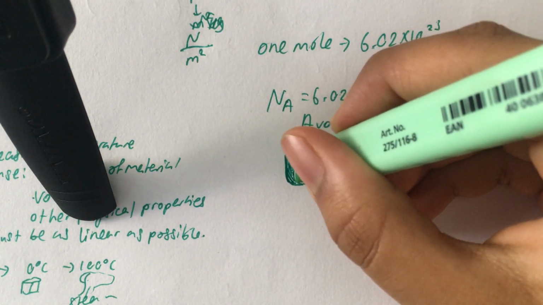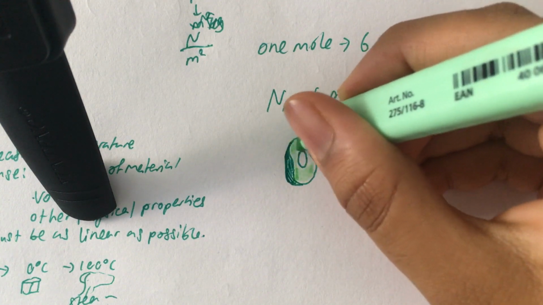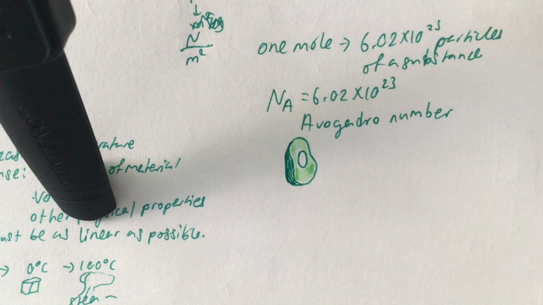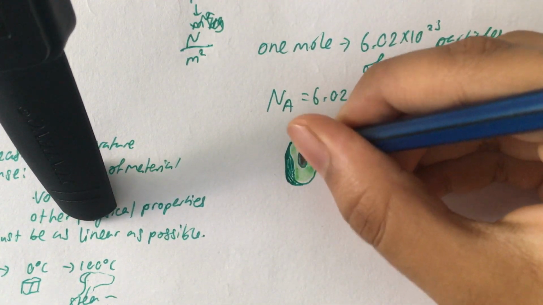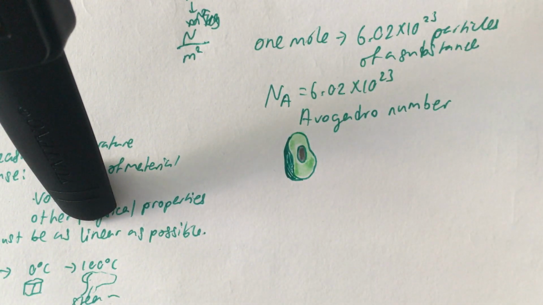So the number is stated as 6.02 times 10 to the power 23 per mole. It's written in your data booklet, so don't worry. You don't need to memorize the number, just know that this is what it is.